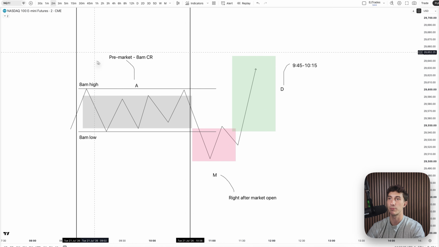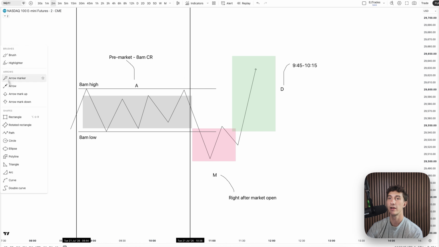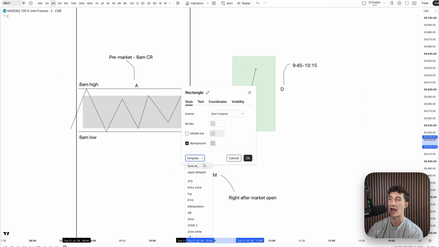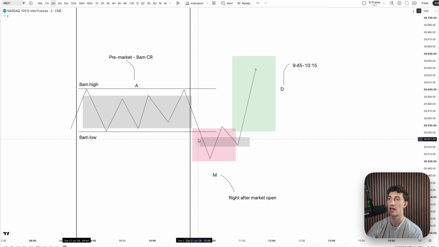Okay, so we have the pre-market range here with the 8 a.m. high and the 8 a.m. low. We have market open manipulates either side of the range. If we're bullish, we want to see the low get manipulated first. And from here, all we're looking for is a V-shaped inversion fair value gap for our entry trigger. Okay, this is the only entry trigger that I use.